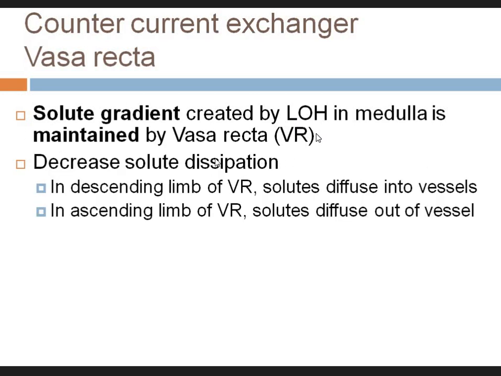This we have already discussed, that in the descending limb of vasa recta, the solute diffuses into vessels, and in the ascending limb, solute diffuses out of vessels. So we have already seen in the previous figure.